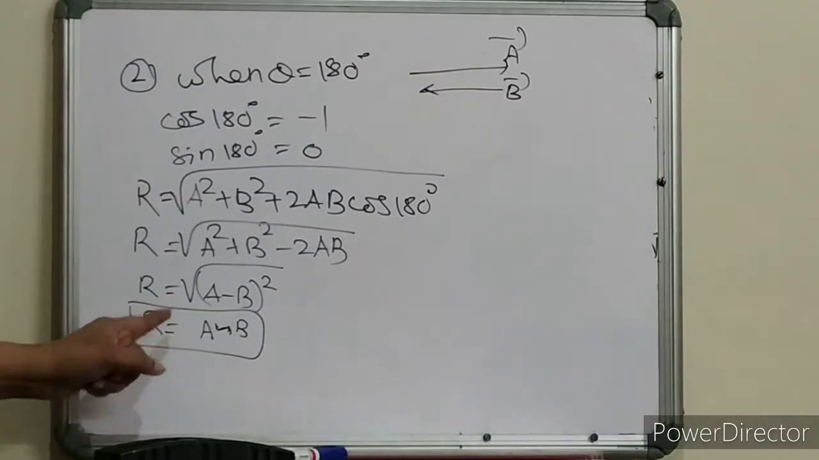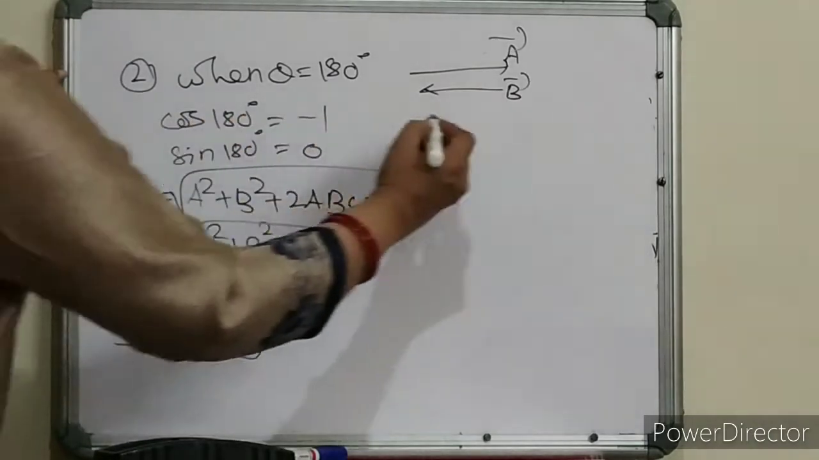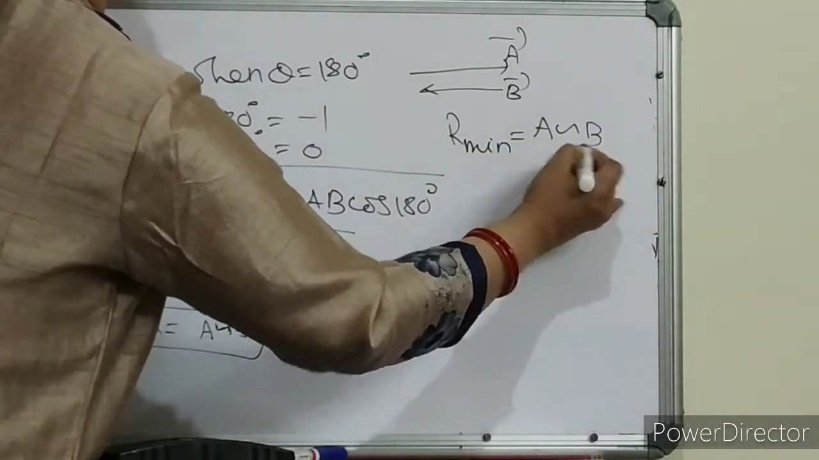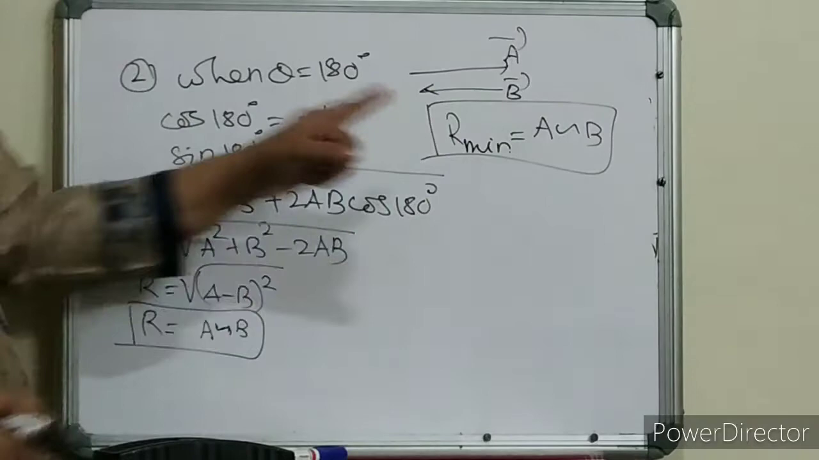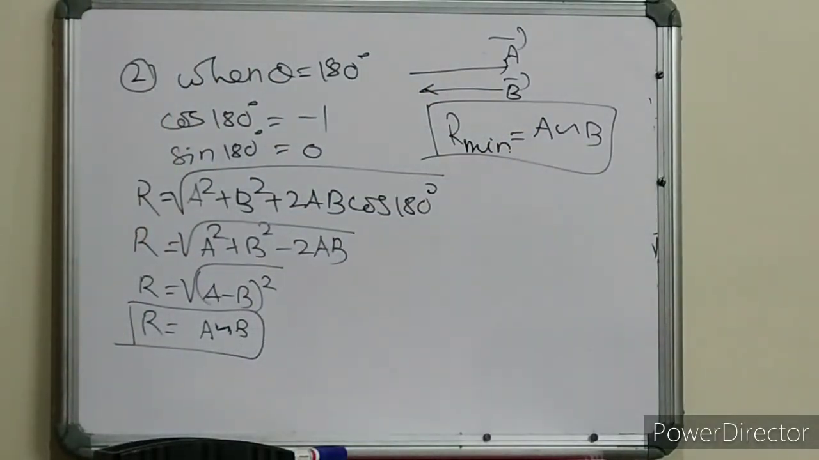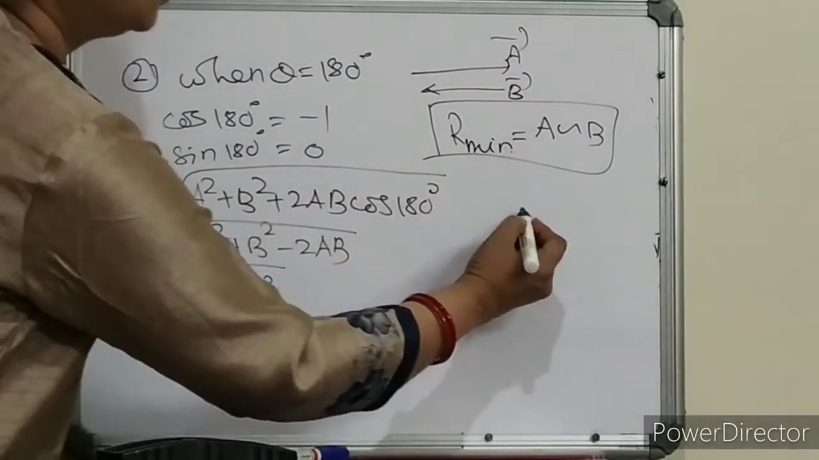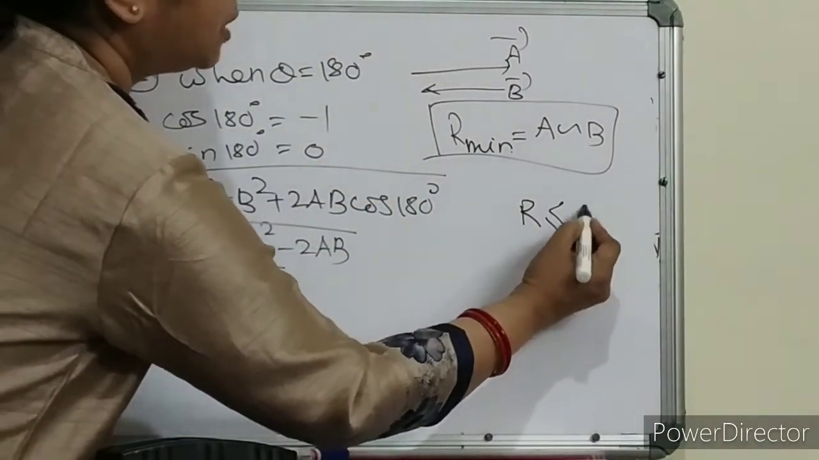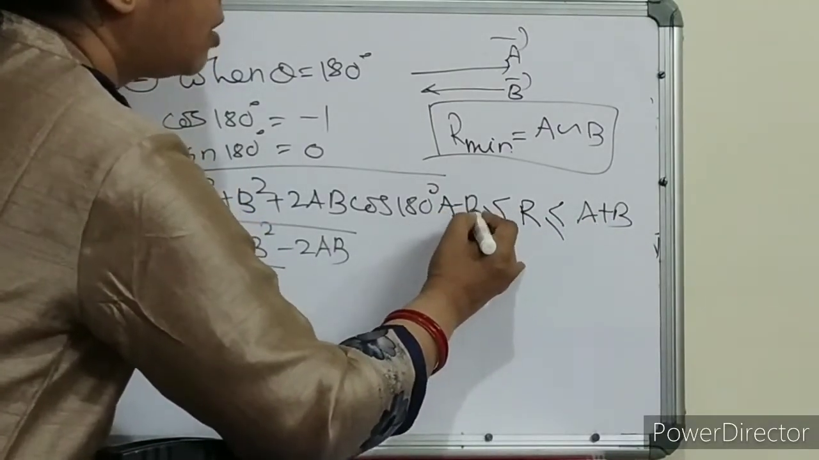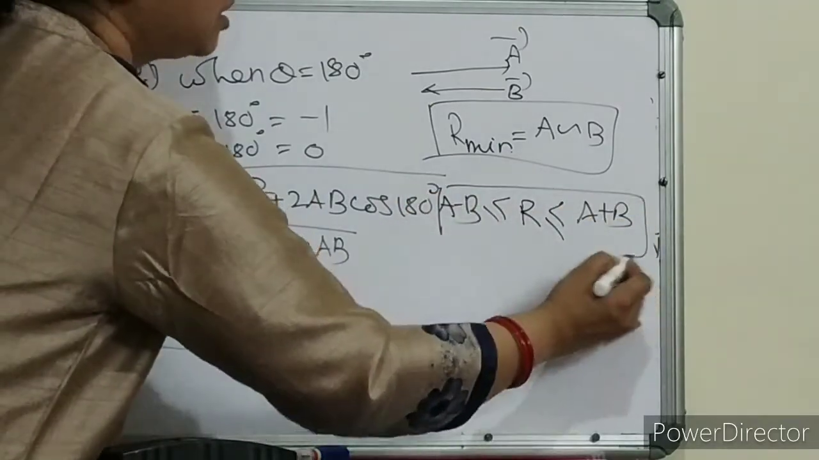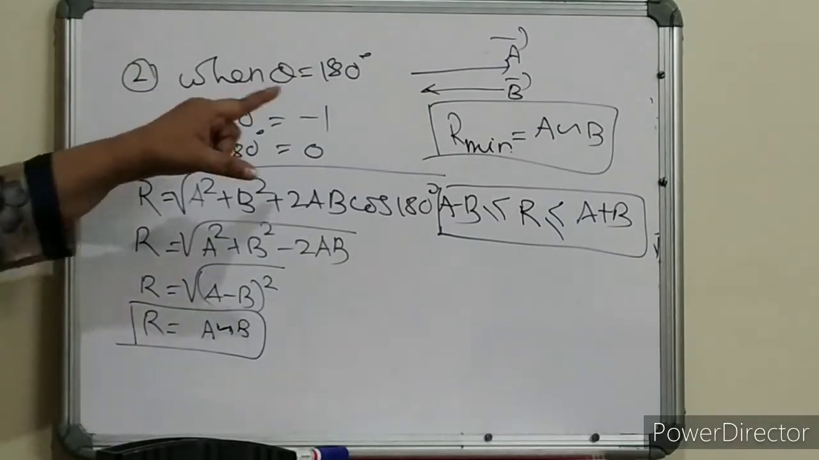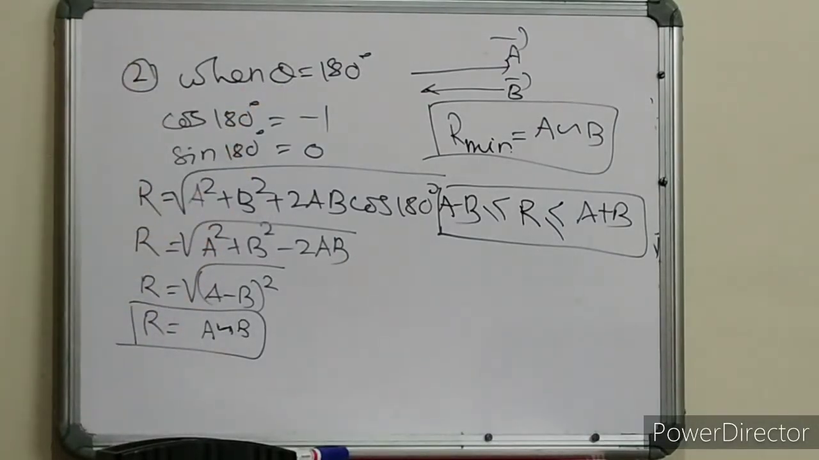And obviously this is the minimum value of the resultant. So R minimum will be a minus b or the difference. And this is magnitude, children. We are only interested in positive values. Okay? So that means your R value lies between a plus b and a minus b or the difference. This is a very important conclusion. Please note it down. Okay? We will see now the direction in both the cases, when theta is equal to 0 and when theta is equal to 180.